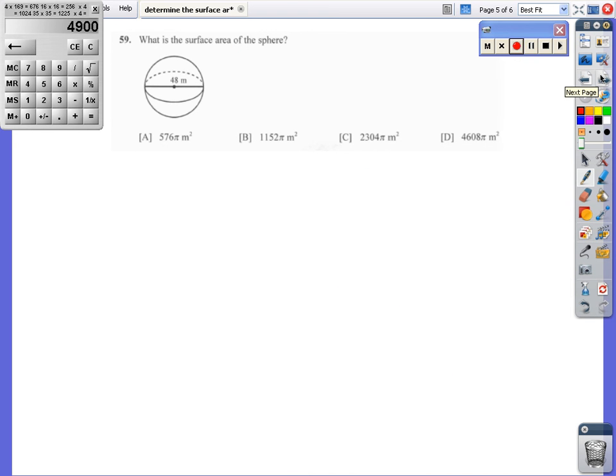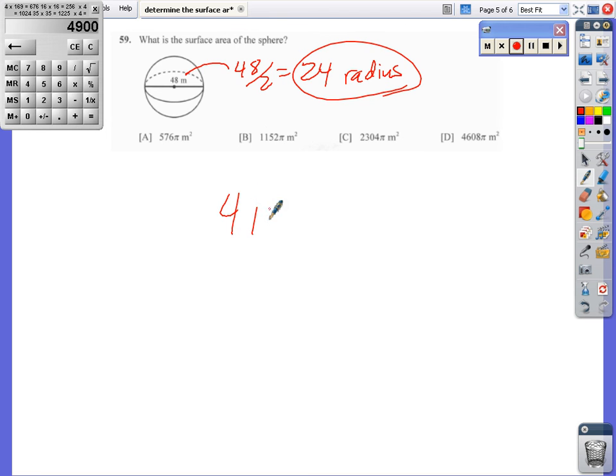And they're giving me a diameter. So they're giving me the diagram. This one's easy. We're just going to take the 48, divide it by 2, get my 24. That's a radius. Sorry for my bad handwriting. I'm going to plug it into 4 pi r squared. 4 pi 24 squared.